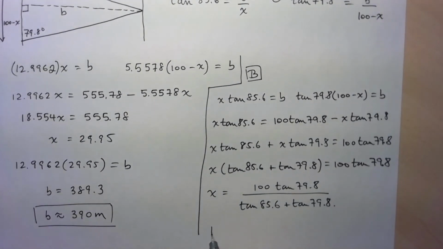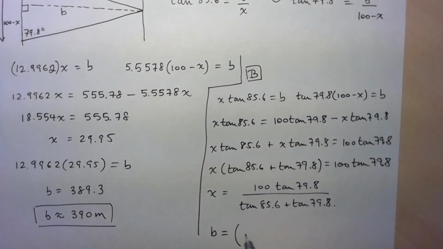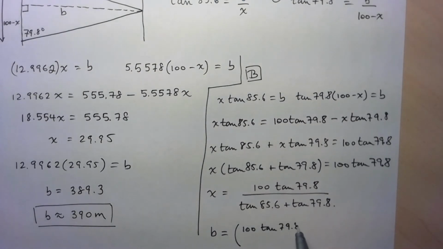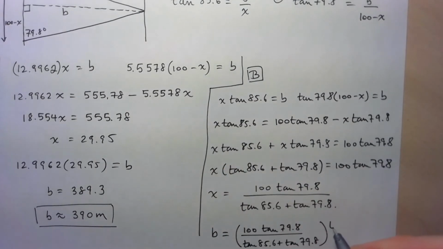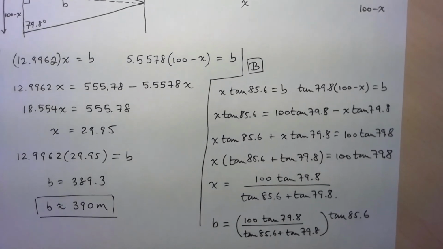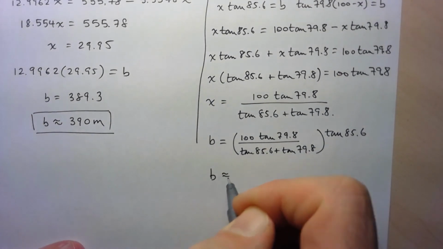So what I'm looking for is b, which is equal to x, which is this whole thing, 100 tan of 79.8 over tan of 85.6 plus tan of 79.8, okay, times tan of 85.6. All right, and let's now find our approximation for b.